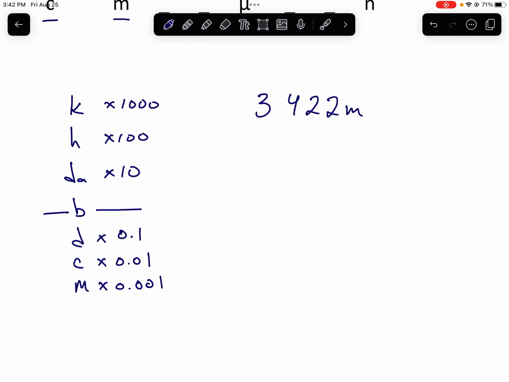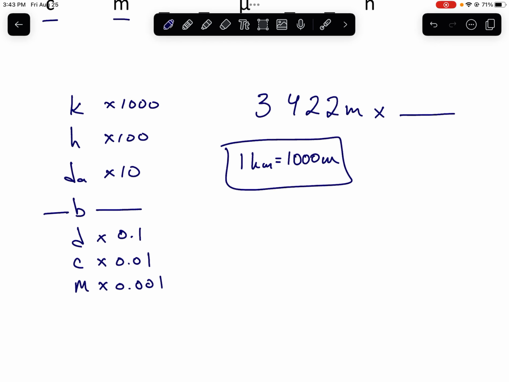Okay, so another way we could set these up would be, let's say I have 3,422 meters, and I want to figure out how many kilometers this is. So I can set this up using my equivalency. I know that 1 kilometer equals 1,000 meters. Okay? So then I'm going to set this up. I'm going to use that equivalency that I just wrote down, and I'm going to use it to cancel out my meters. So I got meters here, so I'm going to put meters on the bottom, and then I'm going to put that 1 kilometer on top.